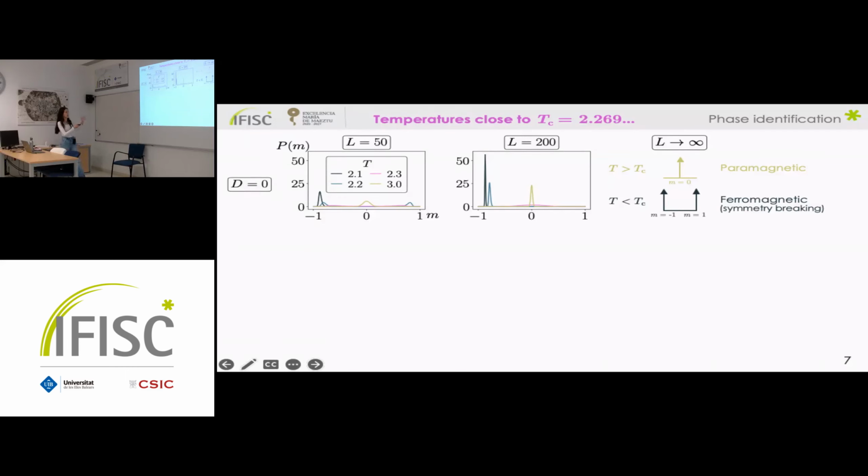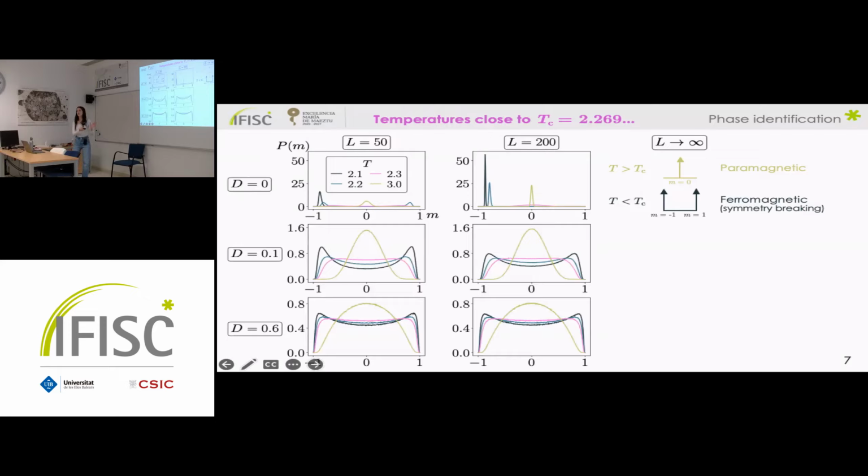Okay, so now let's see the results for the model with a random magnetic field. Here we have the results for two field intensities, 0.1 and 0.6. And the first thing that we can see is that we have a transition between a unimodal and a bimodal regime at the same critical temperature of the field-free Ising model. However, there are a lot of differences with respect to the case with no random field.